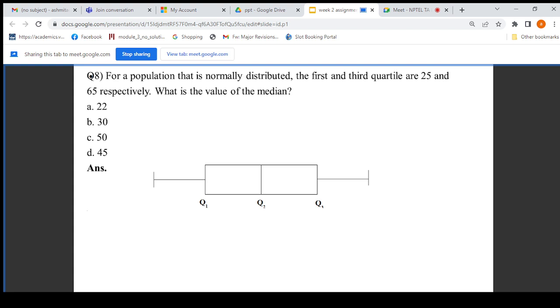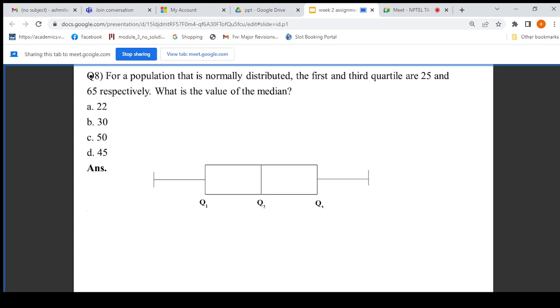Okay. Then for determining the Q1, I have to apply 0.25 into n plus 1. For Q1, it is 0.25 into n plus 1. And for Q3, it is 0.75 into n plus 1. And for Q2, it is 0.5 into n plus 1. That is the position of the data. This will determine the position of the data.